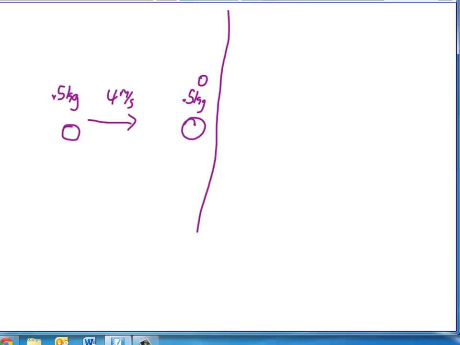Let's say I've got a 0.5 kilogram ball moving to the right at 4 meters per second, and it hits another ball that's stationary. It's an identical ball, 0.5 kilograms, but it's not moving. This is my before side. After they collide, the first ball was originally moving this way.